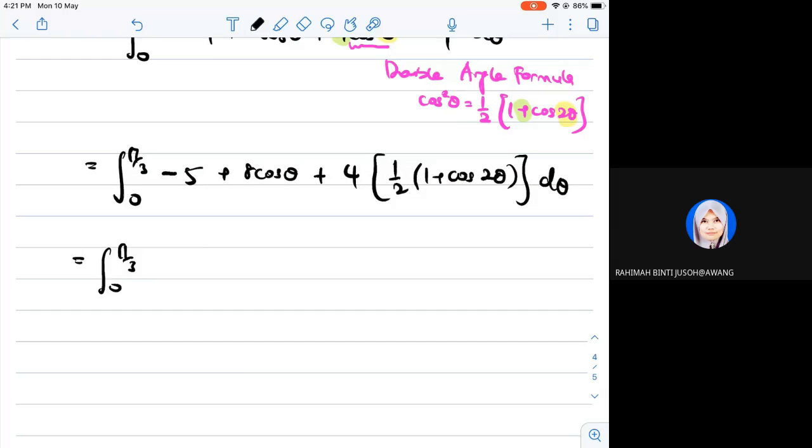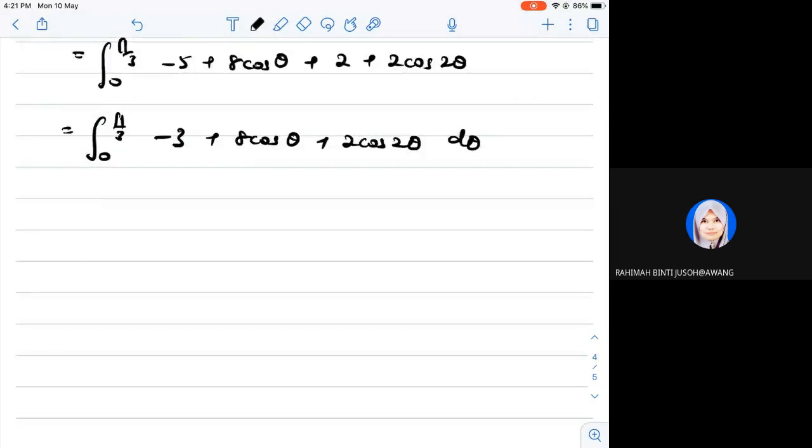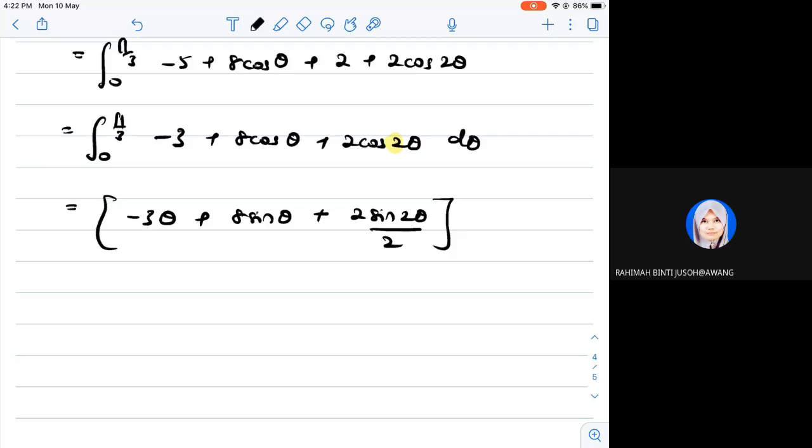0 until pi over 3. You expand it first. So 4 times half is 2, so plus 2 cos 2 theta. Negative 5 plus 2 is negative 3. So 0 until pi over 3, negative 3 plus 8 cos theta plus 2 cos 2 theta d theta. Alright, so we will have negative 3 theta plus 8 cos theta becomes 8 sin theta, and then plus 2 sin 2 theta. These two, you bring down, because it is integrated.